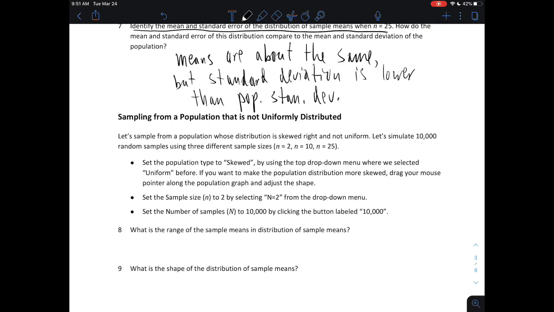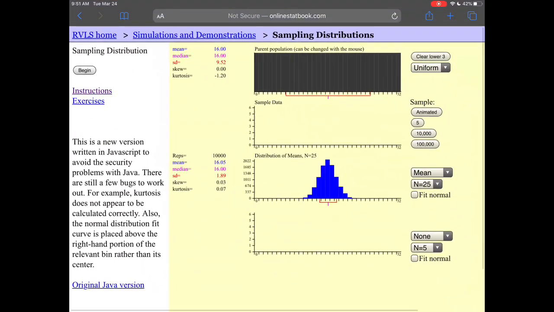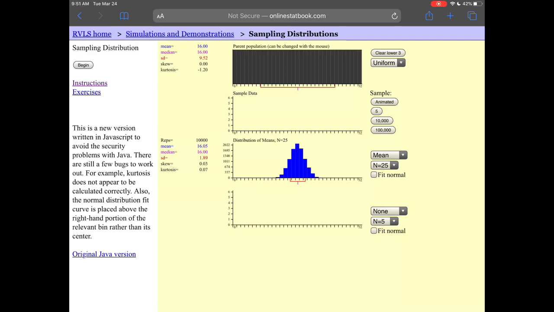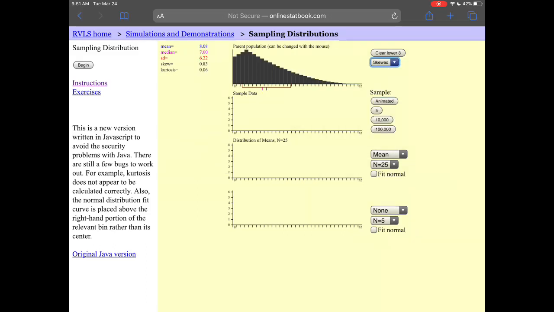If you want to make the population distribution more skewed, drag your mouse pointer along the population graph and adjust the shape. Then set the sample size to 2, and then set the number of samples to 10,000 as we've done before. So when I go back to the website, where it says uniform, I can select skewed. And you can notice here that it's skewed right. We've got a right tail, so it's skewed right.